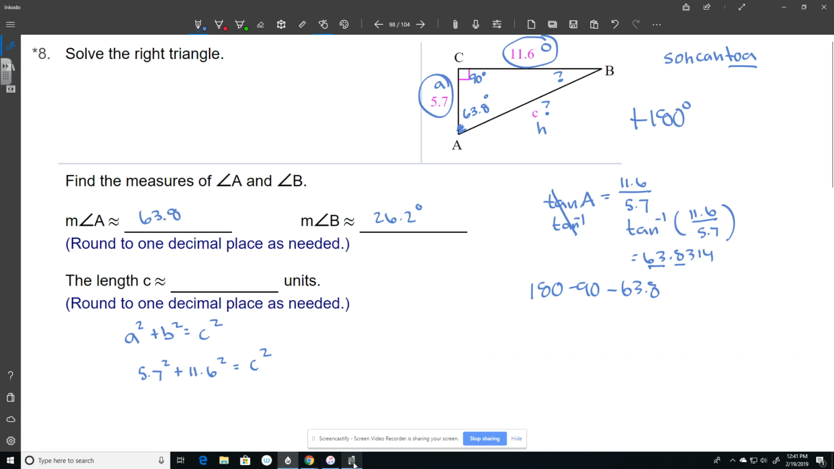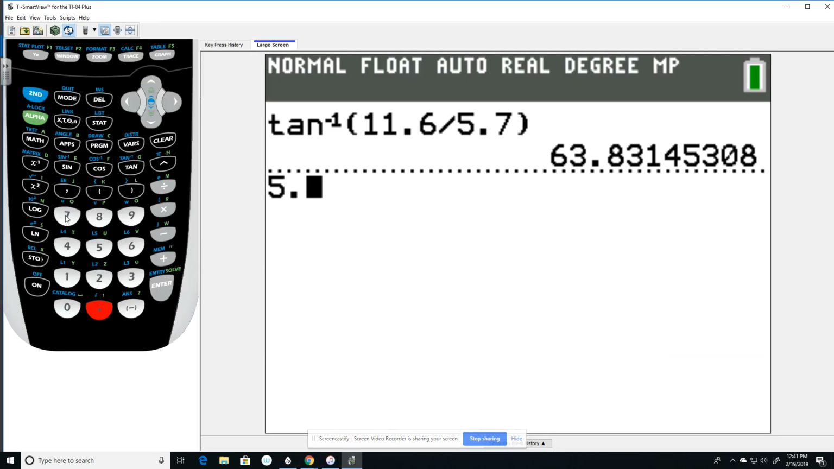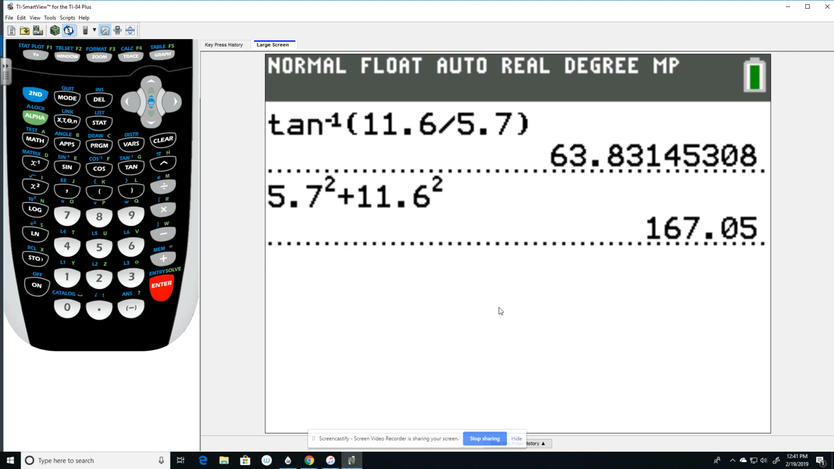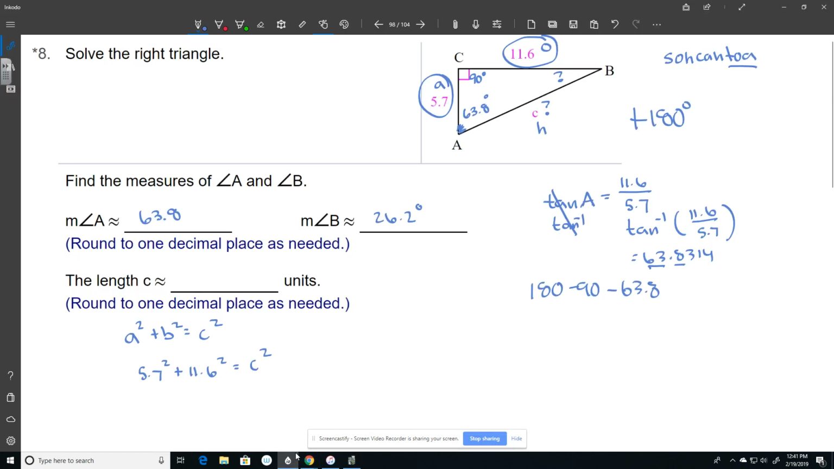So let's plug at least part of that in. 5.7 squared plus 11.6 squared comes out to 167.05. So 167.05 equals C squared. It doesn't equal C yet. It equals C squared. So to figure out C, I have to square root both sides.